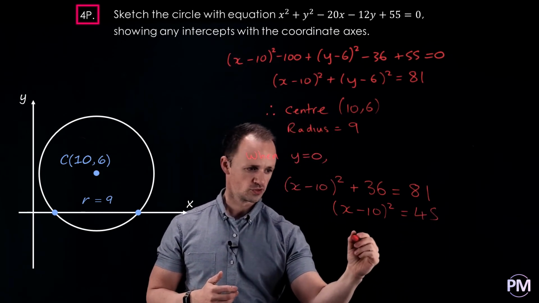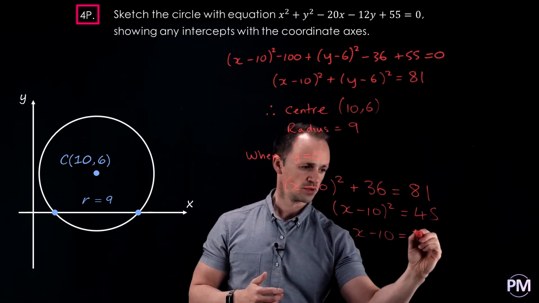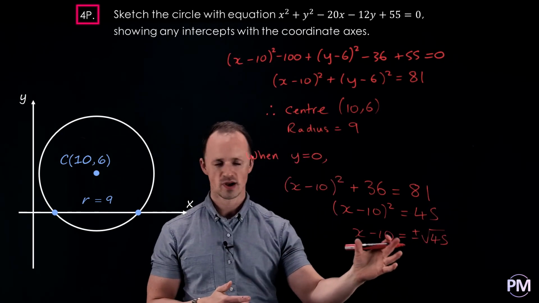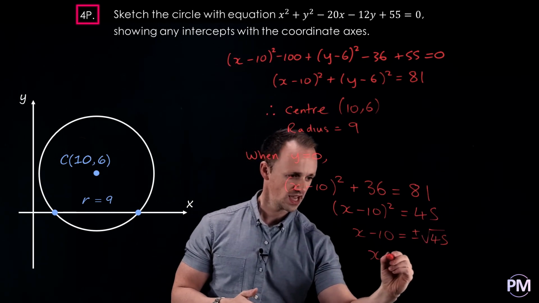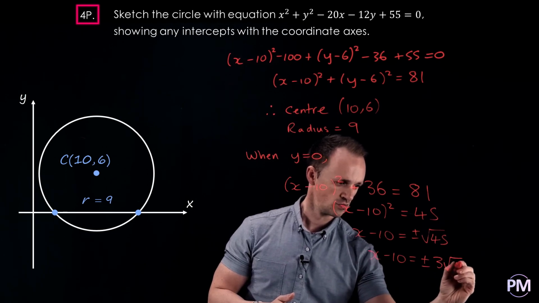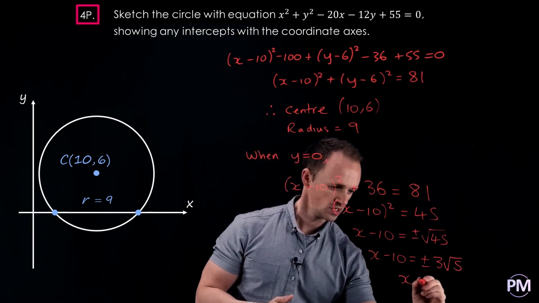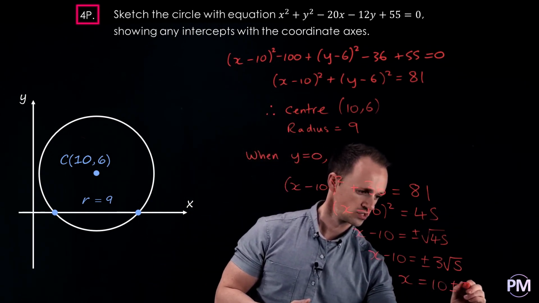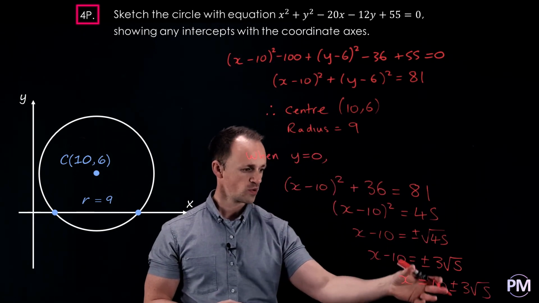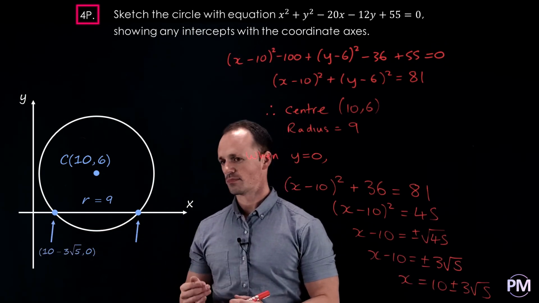Then I can square root both sides. It's going to give me plus or minus the square root of 45. Since 45 contains a square number, I'm going to simplify this first to get x minus 10 equals plus or minus 3 root 5. And then I'm going to add 10 to both sides to get x equals 10 plus or minus 3 root 5. This tells me the points where it's going to cross the x-axis are 10 minus 3 root 5 and 10 plus 3 root 5.